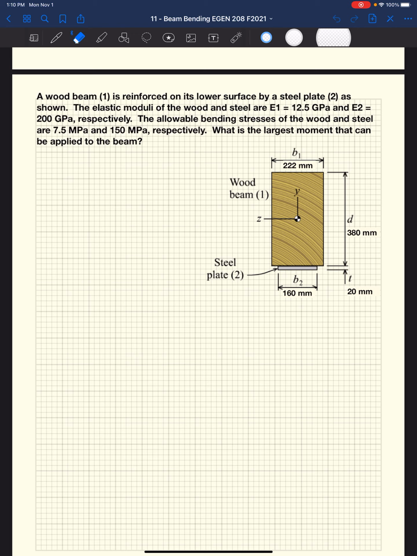They give us that the elastic modulus of the wood is 12.5 gigapascals and steel is 200 gigapascals. Again, like I said, big difference between the two. The allowable bending stresses of the wood and steel are 7 megapascals for wood and 150 for steel, okay? And they want us to tell them what is the largest moment that can be applied to the beam. So we decide that we're gonna reinforce it with this steel plate. What demand can we put on this beam now?